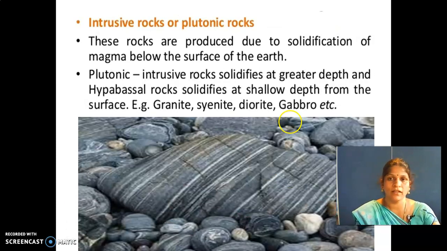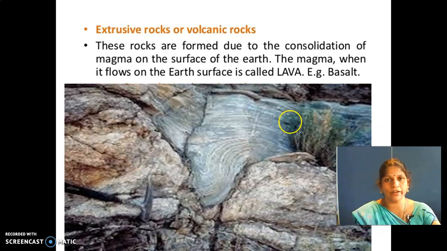Intrusive rocks means the solidification happened inside the crust. That type of rock is called intrusive rock. For example, the Deccan Plateau. Our Tamil Nadu, Kerala, Karnataka and Andhra Pradesh come under the Deccan Plateau. Then extrusive means the solidification happens on the upper surface of the crust. An example is basalt rock. I am giving the pictures also.